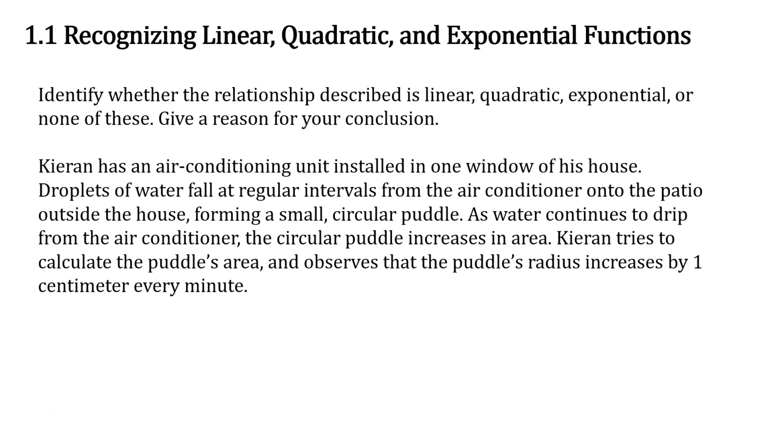Kieran has an air-conditioned unit installed in one window of his house. Droplets of water fall at a regular interval from the air conditioner onto the patio outside the house, forming a small circular puddle. As the water continues to drip from the air conditioner, the circular puddle increases in area. Area is a big word there, big player. Kieran tries to calculate the puddle's area and observes the puddle's radius increases by 1 centimeter every minute. This is going to end up being a quadratic. We will talk about why that's that way in a minute as well. It has to do with its area.